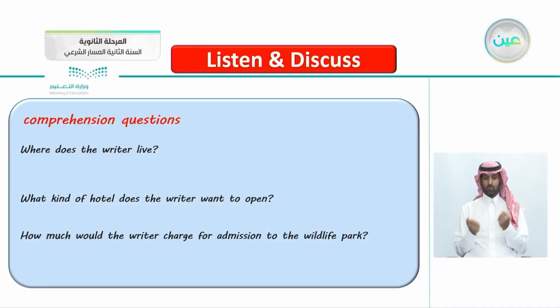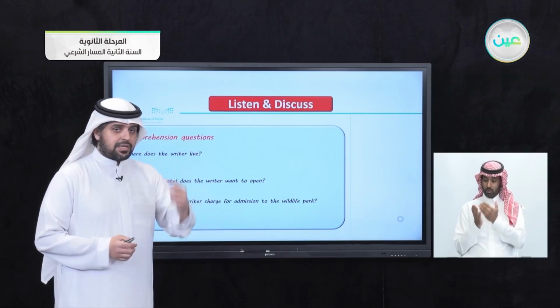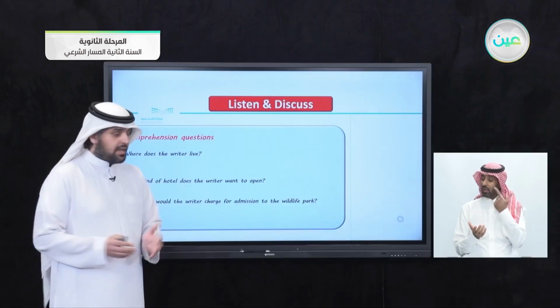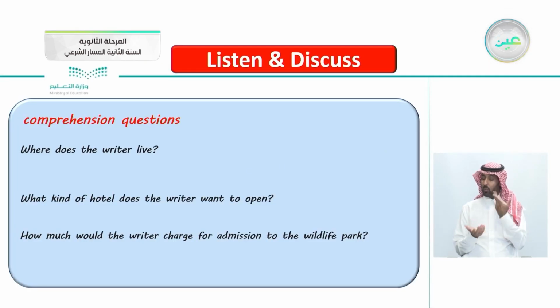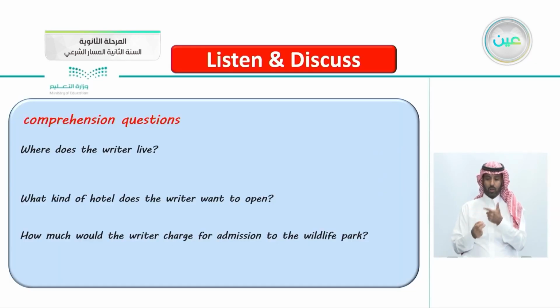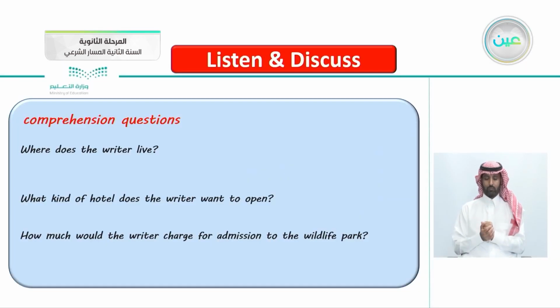So here are some comprehension questions about the paragraph in exercise A. We'll be reading the questions now, then we'll be answering them later after we read the exercise. So where does the writer live? Now we know that there's a writer, and the question is, where does he live? What kind of hotel does the writer want to open? So he wants to open a hotel. What kind of hotel? How much would the writer charge for admission to the wildlife park? So he's thinking of charging admission to the wildlife park. How much is it? Is it nothing? Is it $1, $2, etc.? So these are three questions.